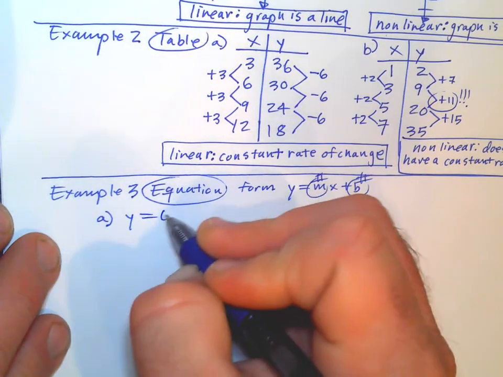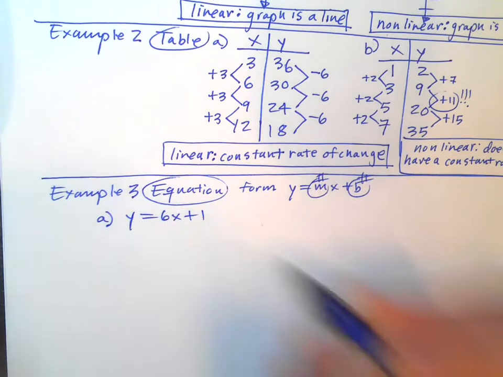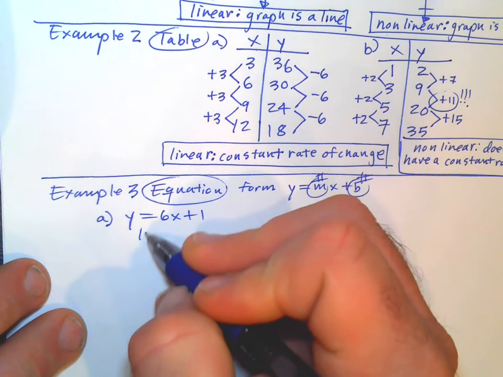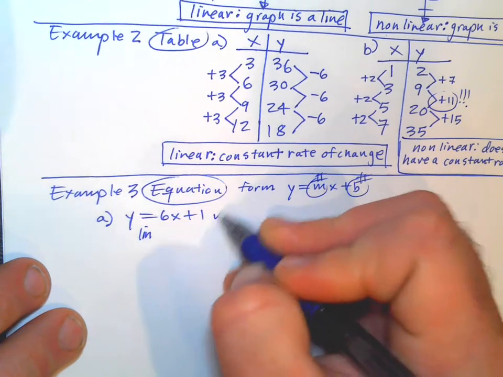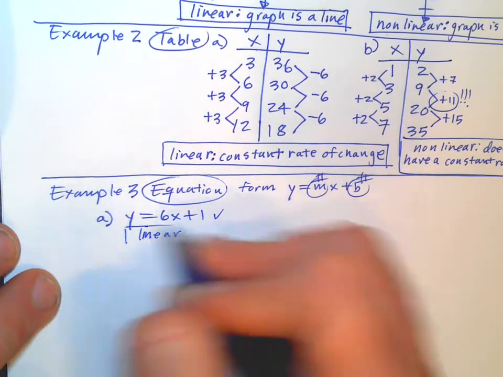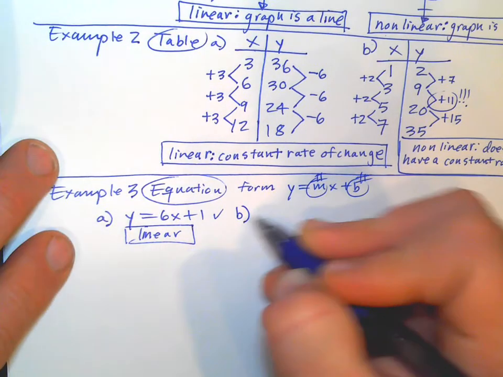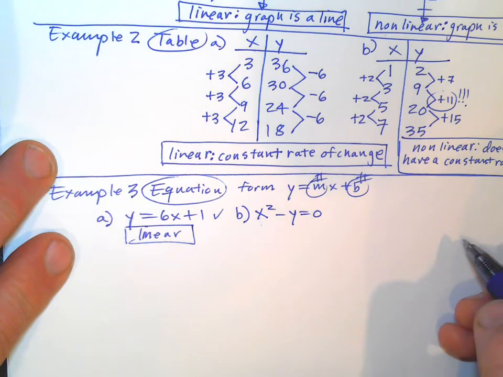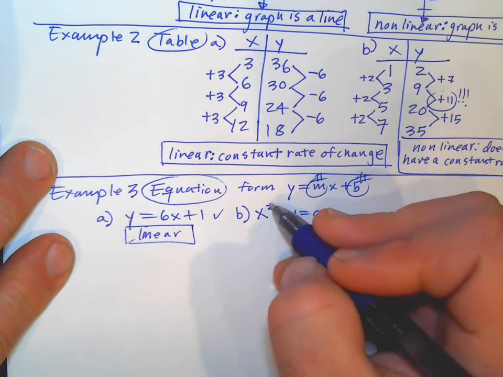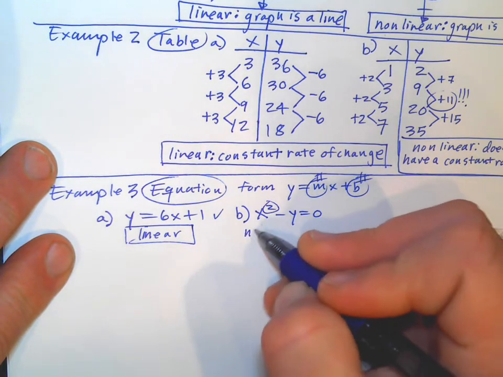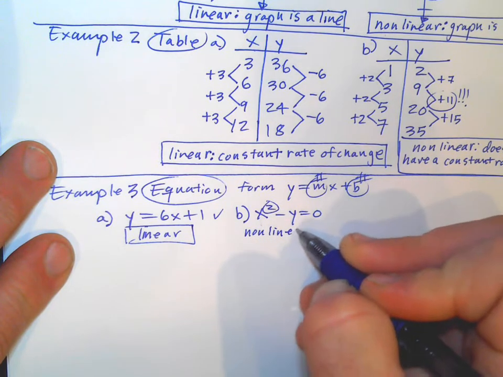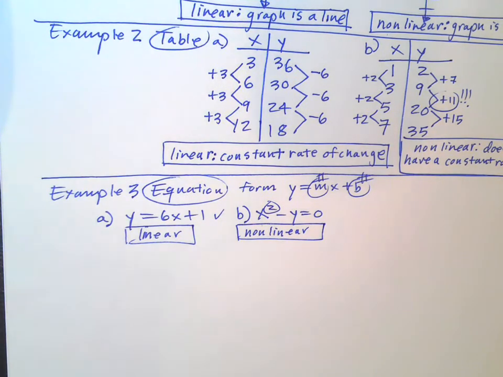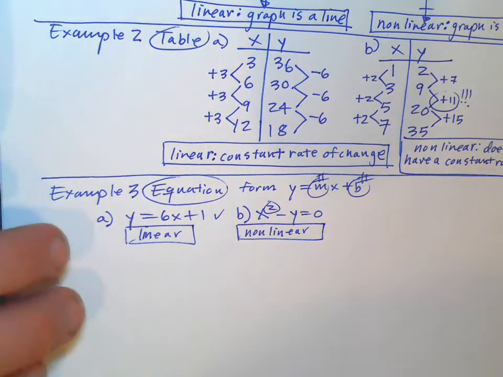A: y equals 6x plus 1. Does this look like that? Yes, it does. It's linear. Okay. B: x squared minus y equals 0. Is that linear? Well, the biggest thing is the squared right here. Non-linear. It's got to be to the first power. I mean, we could always move stuff around from one side to the other if that was the issue, but that squared is the issue.